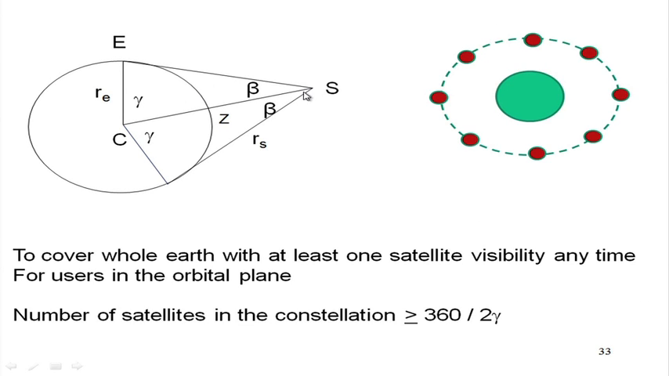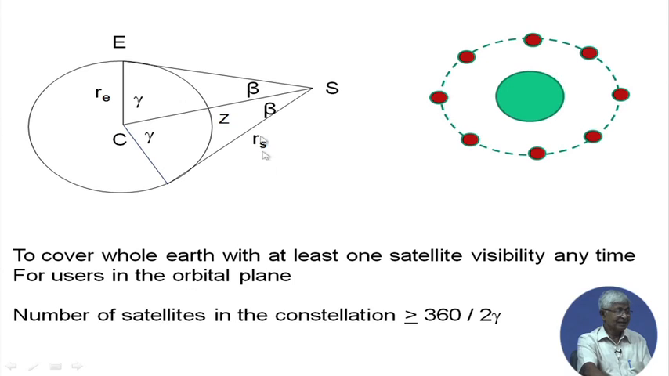And if it is a low Earth orbit, the number of satellites that are required is 360 divided by 2 gamma. How many satellites are required? That is so that you can have continuous visibility around the plane.